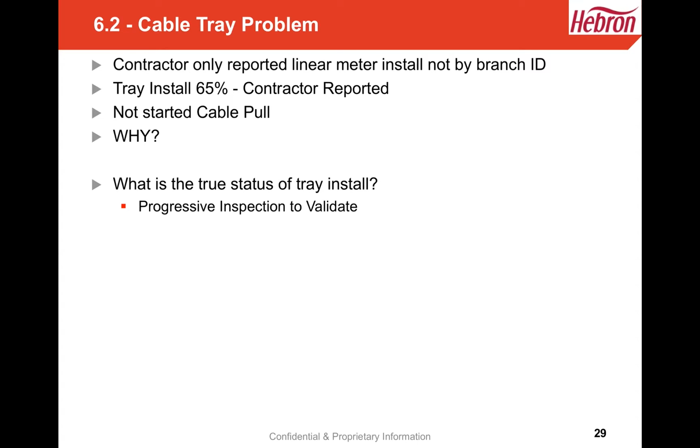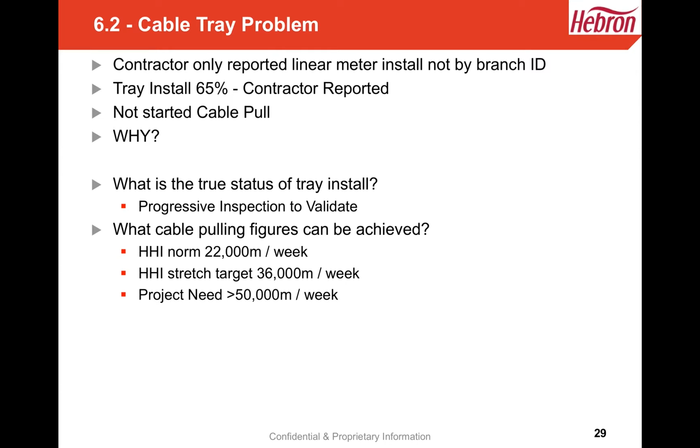What we needed to do was validate the status of tray installation. So we put in a process around progressive inspection to validate this. In parallel to this, we needed to understand what cable pulling figures could be achieved. Through our workshops with the contractor, their norm for a project of the size and scale of Hebron was 22,000 meters per week. An absolute stretch, they thought they could achieve 36,000 meters, but this wouldn't be consistent. And in order for us to sail away when we needed to, we knew our project need was in excess of 50,000 meters a week.